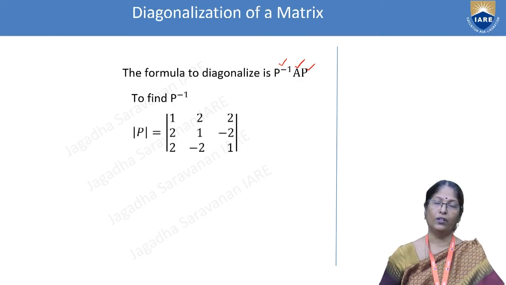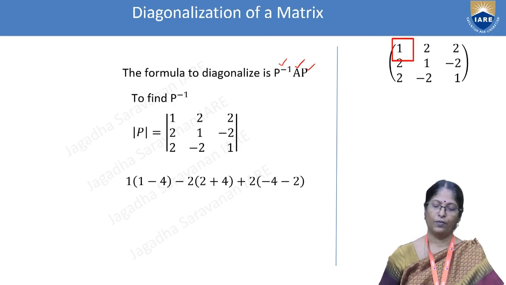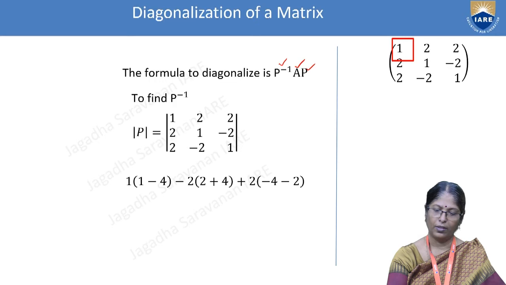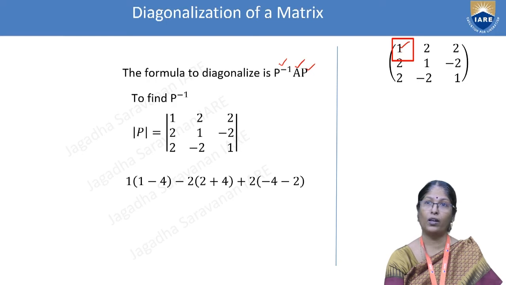To find P inverse, these are the steps to be followed. First we will find the determinant of P. So the determinant of P, we can see it here. First, we are taking 1. If you are taking 1, the positions we have to remember while doing the determinant.